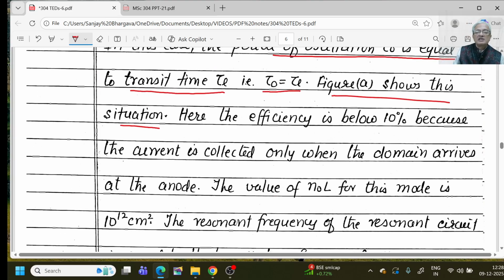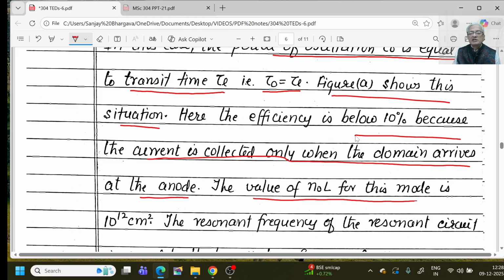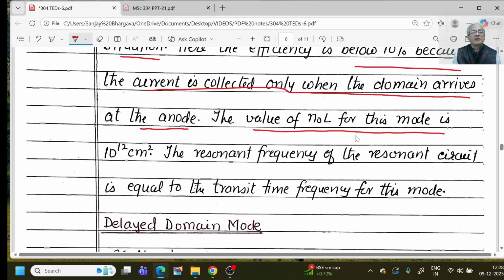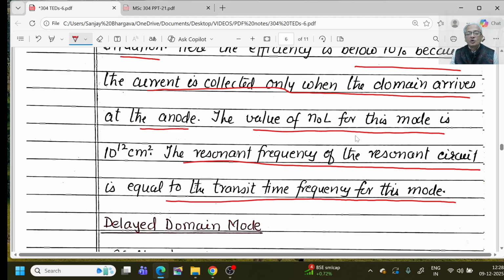Here the efficiency is below 10% because the current is collected only when the domain arrives at the anode. The value of N0L for this mode is 10 raised to power 12 centimeter square. The resonant frequency of the resonant circuit is equal to the transit time frequency for this mode. So when I say transit time mode, tau 0 would be equal to tau L.